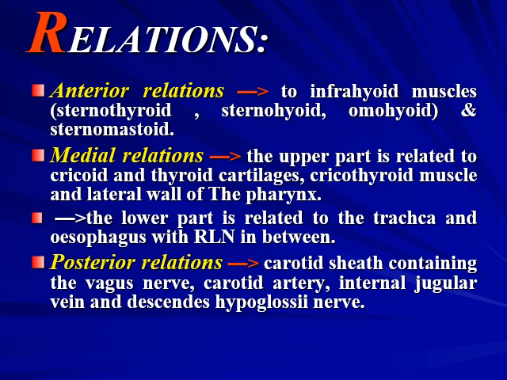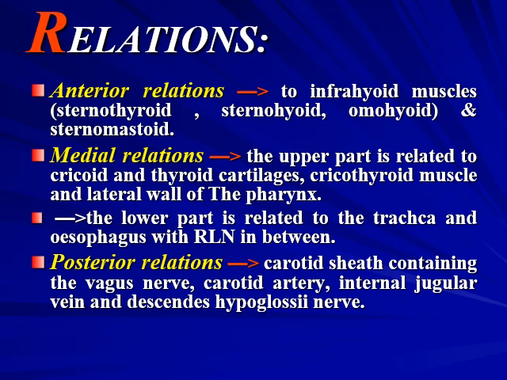Regarding the relations of each lobe, we have anterior relation, medial relation, and posterior relations. Anterior, the lobe is related to all of the infrahyoid muscles except the thyrohyoid. So it is related to the sternothyroid, the sternohyoid, and the omohyoid. These pretracheal muscles or the infrahyoid muscles are supplied by a nerve called ansa cervicalis, which arises as a loop from cervical 1, 2, 3 segments.